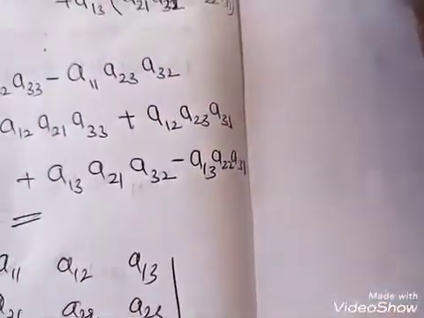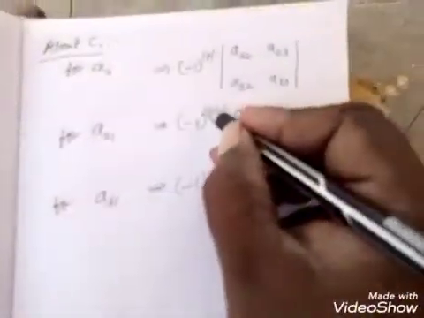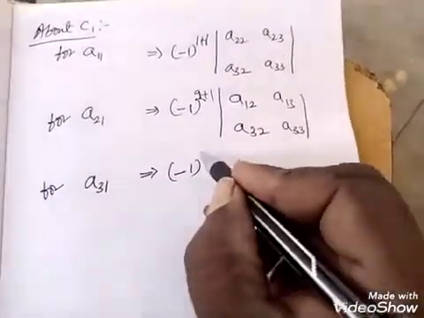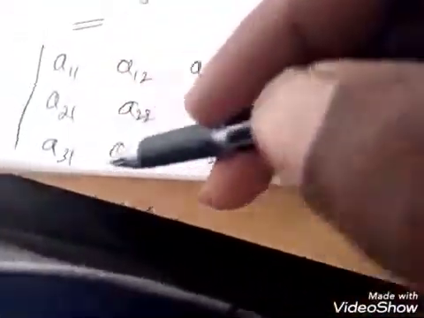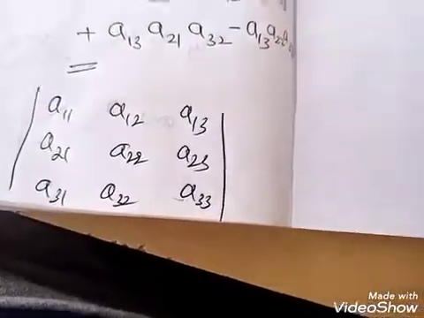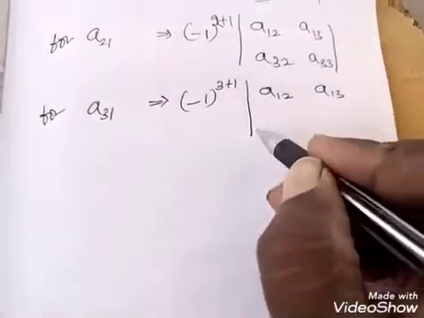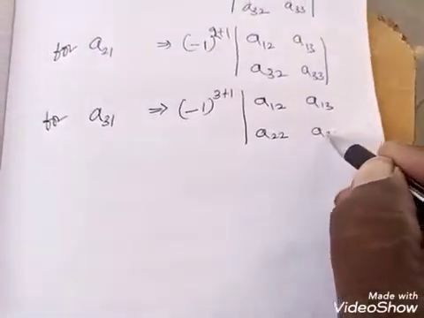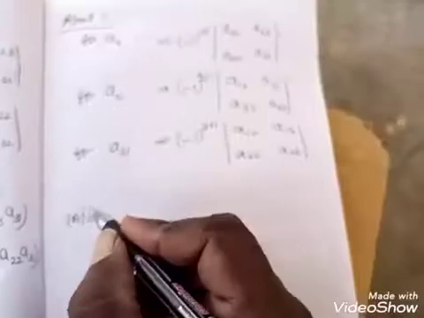And what is the third element? Observe that, the third element is A31. For A31 what you are going to get? Minus 1 power, in the previous case this was 2 plus 1, this is 3 plus 1, into determinant of, by removing that row and column, A12, A13, A22, A23.